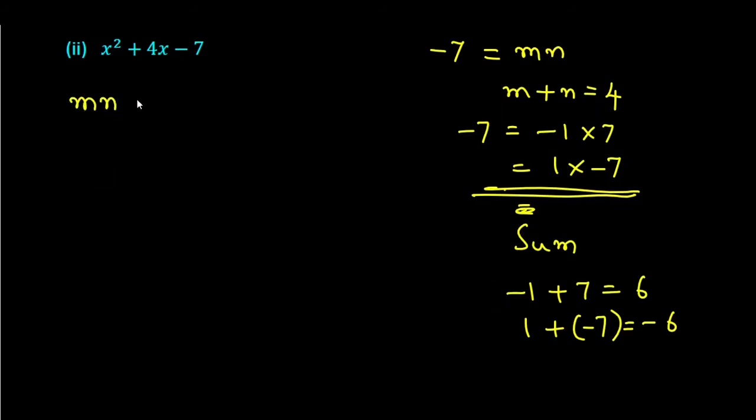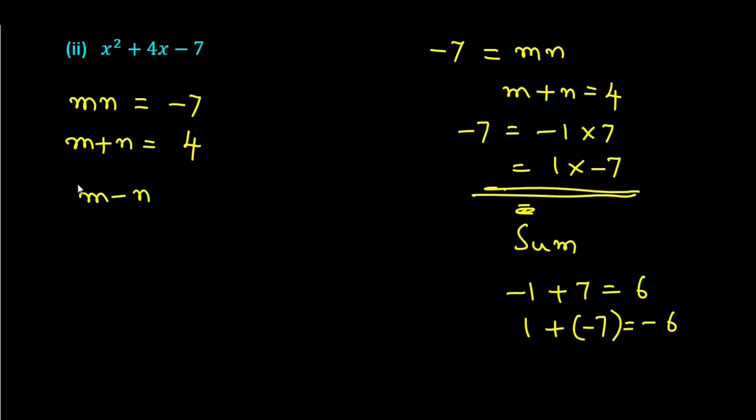m into n is equal to minus 7, and m plus n is equal to 4. Now we have to find m and n. First we find m minus n.